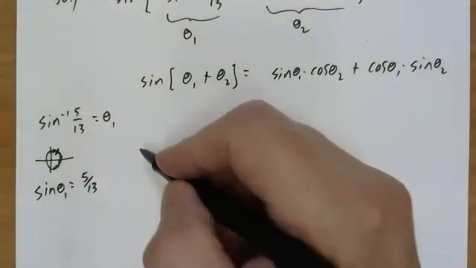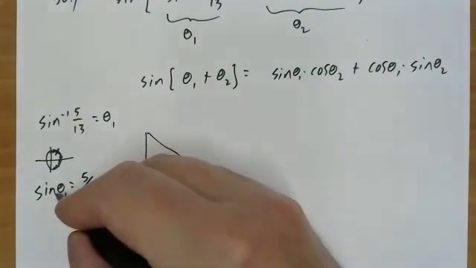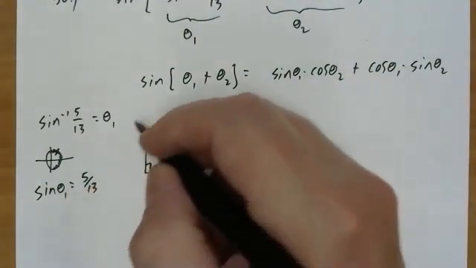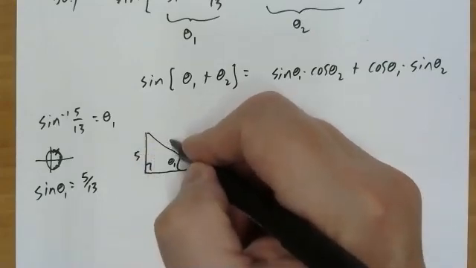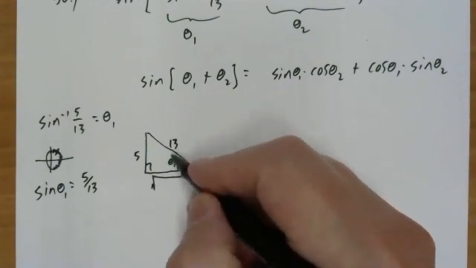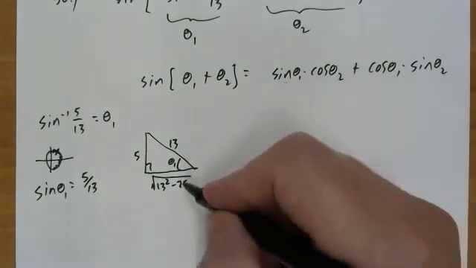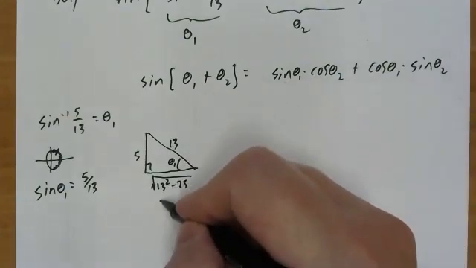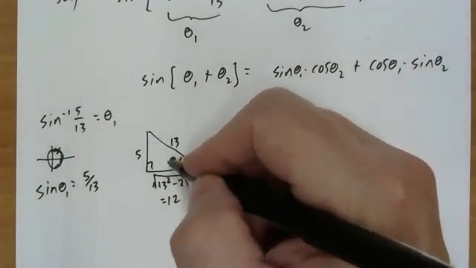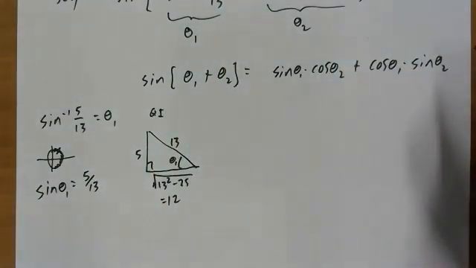Because when I do that, I then can take this theta 1 and create a right triangle, 5/13. 13 squared minus 25 is 144. I believe this whole thing is 12. So this is a right triangle for theta 1. I know it's in quadrant 1.